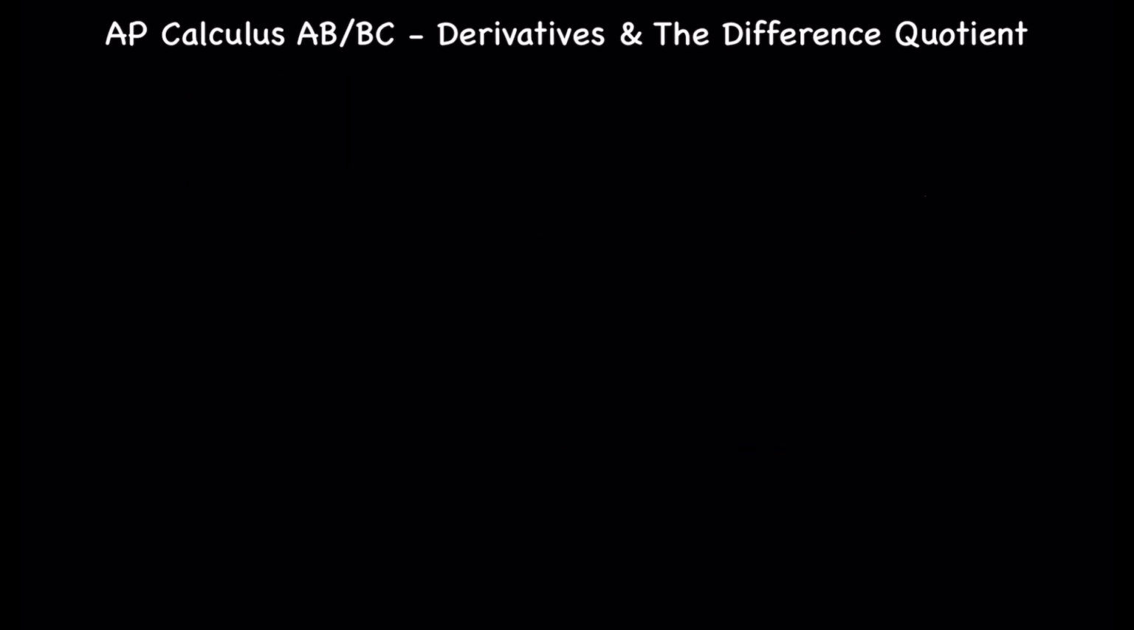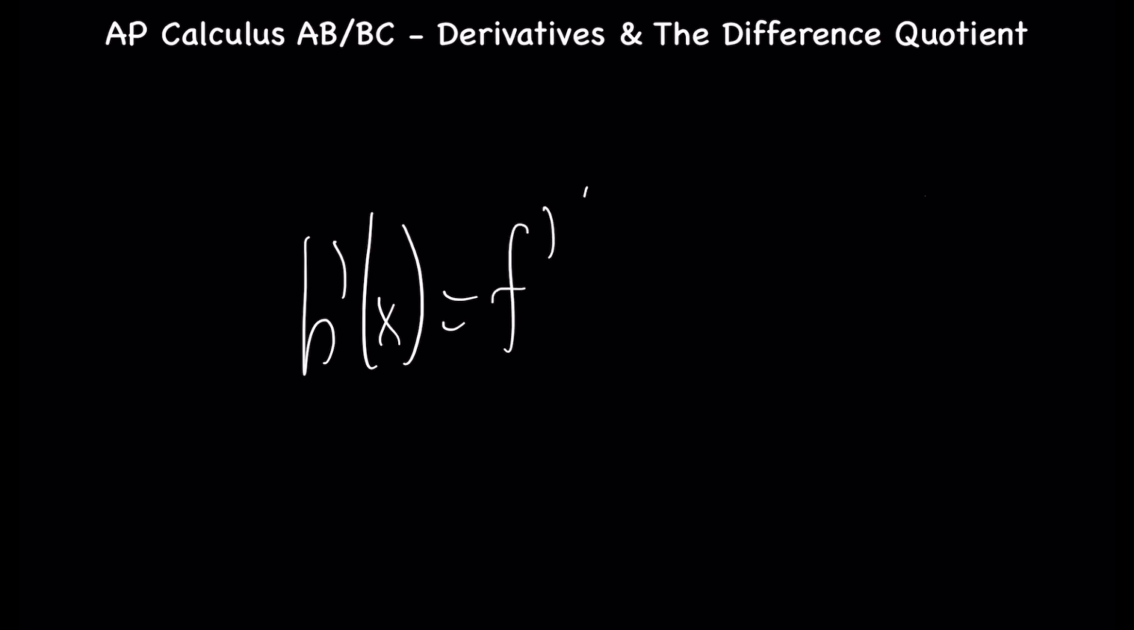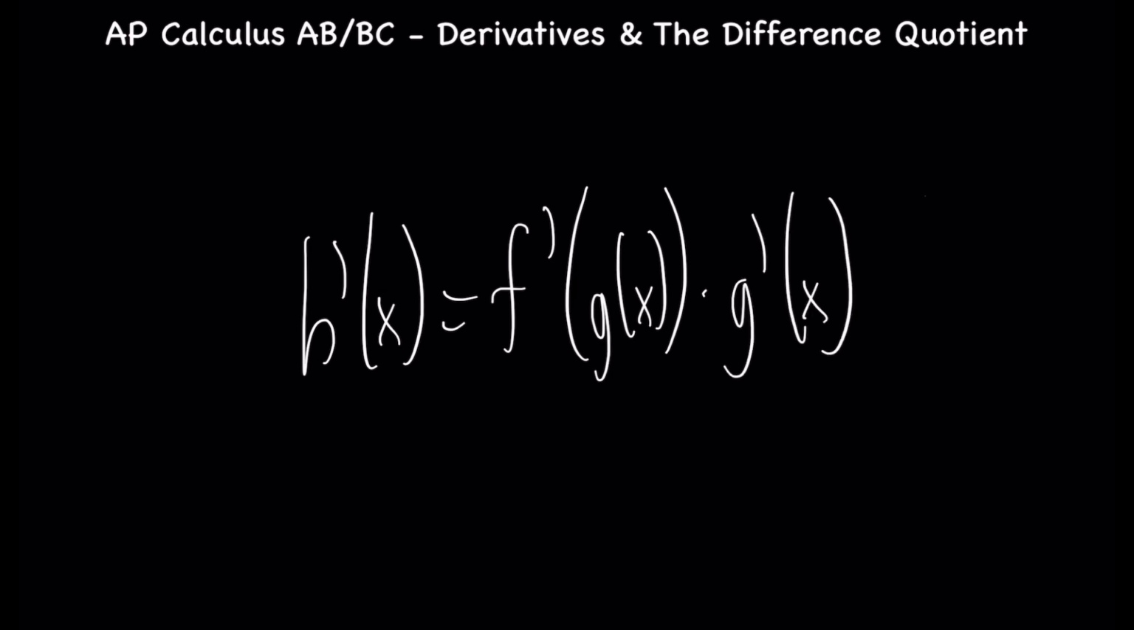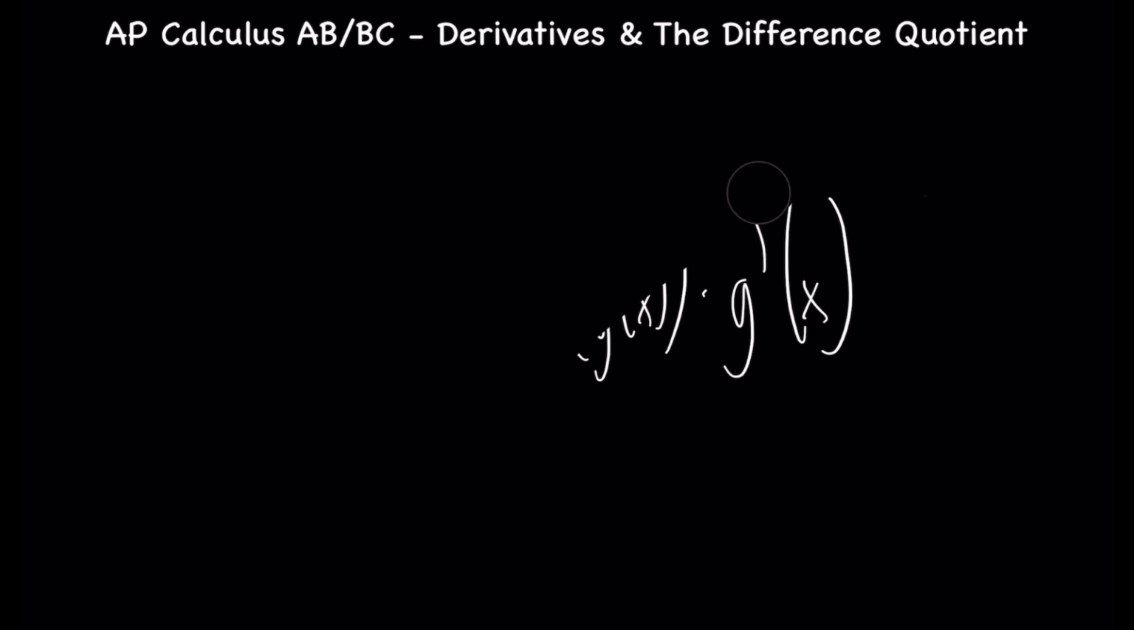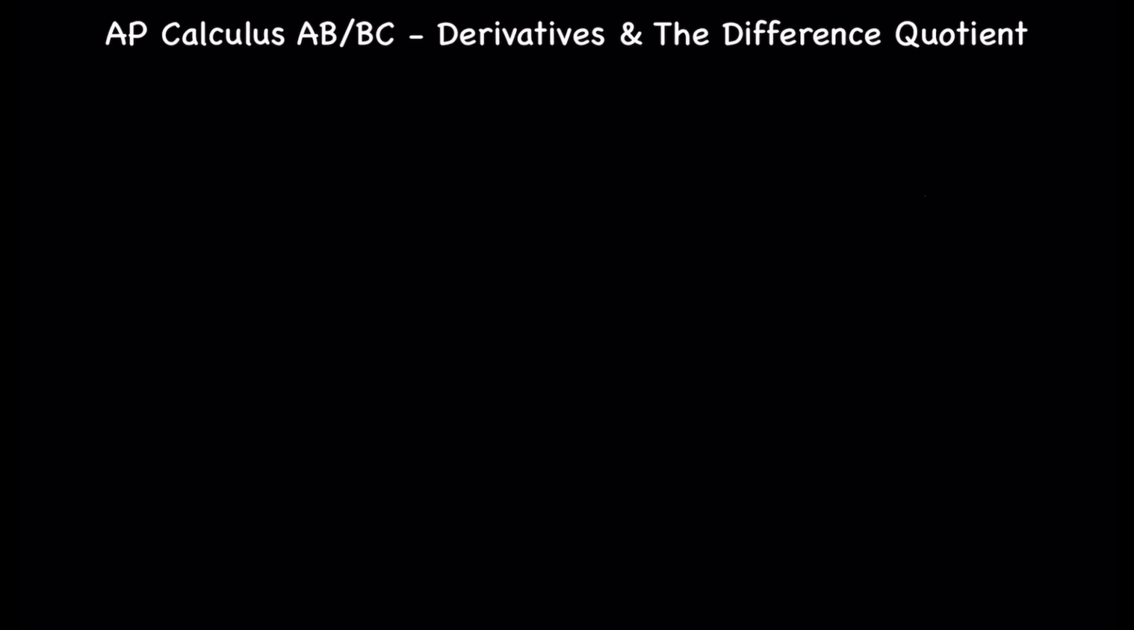Okay, so the chain rule states that h prime of x, as you guessed, is equal to f prime of g of x times g prime of x. Yep. So this formula kind of throws you off a little bit because now we're dealing with function composition. You can see how that's working now, yeah.